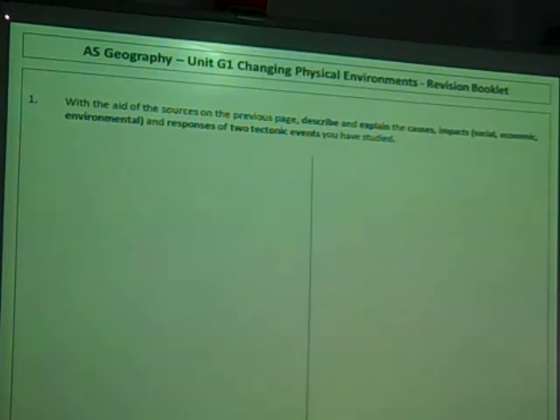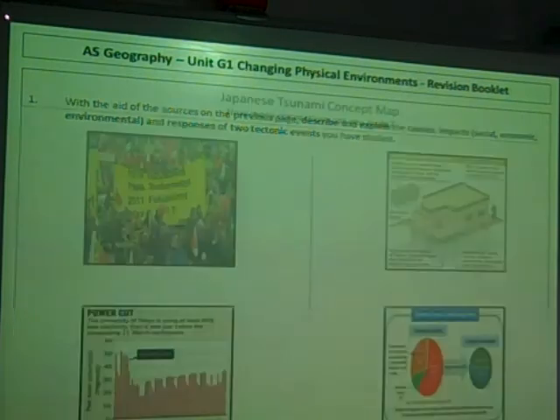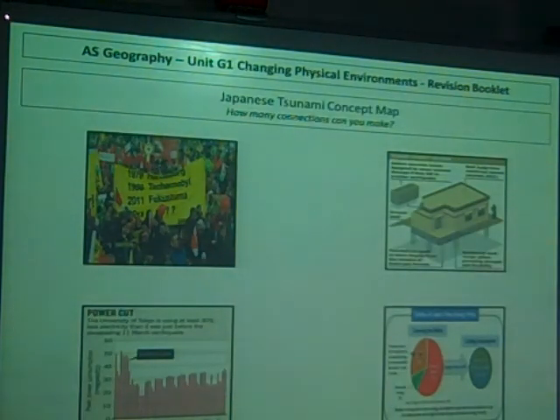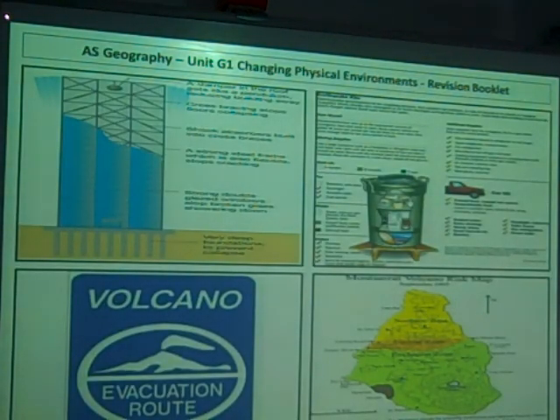So, practice questions. This will probably be worth 10 marks. You could describe and explain the causes, impacts and responses to 2 tectonic events that you have studied. Another thing you can often do to help you revise is to create a concept map. So for example, bringing out the links between the 4 pictures that are on there. The same could be done with these 4 images.